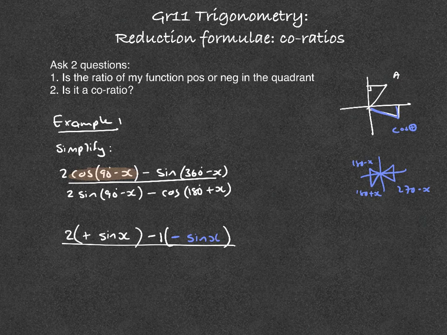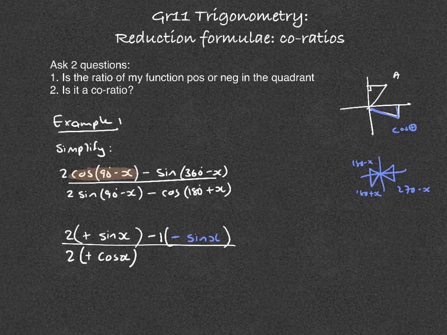Okay. Then on the denominator there, we've got sine 90 degrees minus x. Okay, 90 degrees minus x again. Which quadrant am I talking about here? 90 minus x is quadrant 1. Is sine positive or negative in quadrant 1? It's positive there. Is it a co-ratio? Yes, my triangle is a bit skew. So the opposite and adjacent will swap. So therefore, what happens? That will then become positive cos x.